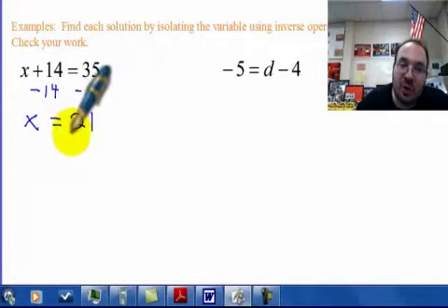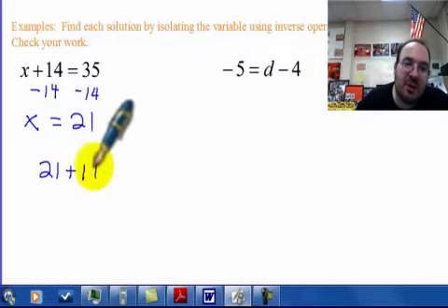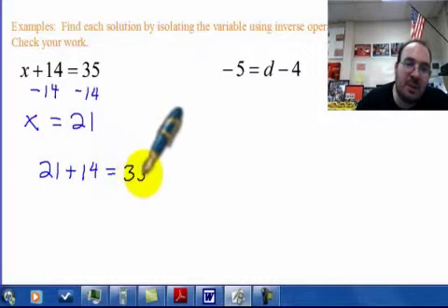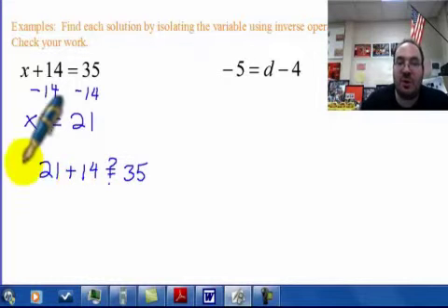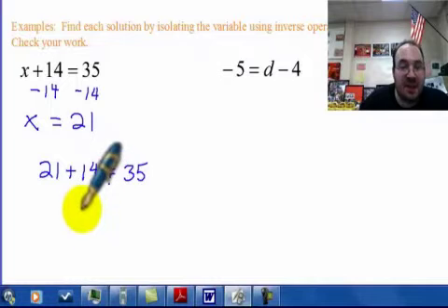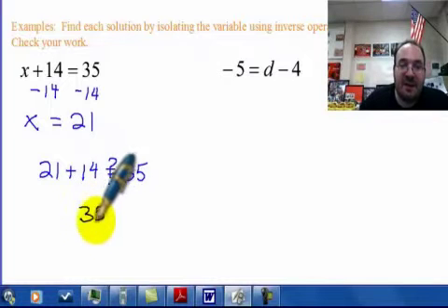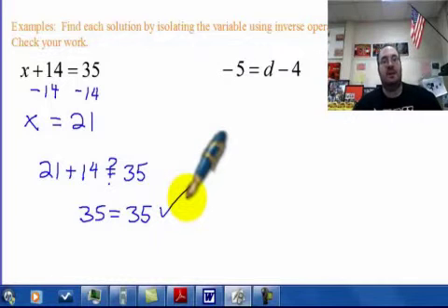Now we do have to check our work just to make sure, because we always check our work. So I'm going to take the 21 and plug it into the original problem here. And I'm going to put a question mark because I don't know if it's true. I want to make sure that I did everything right, make sure that it works. So 21 plus 14, I think that is going to give me 35. Equal to 35. Since I got a true statement, I correctly solved the problem.